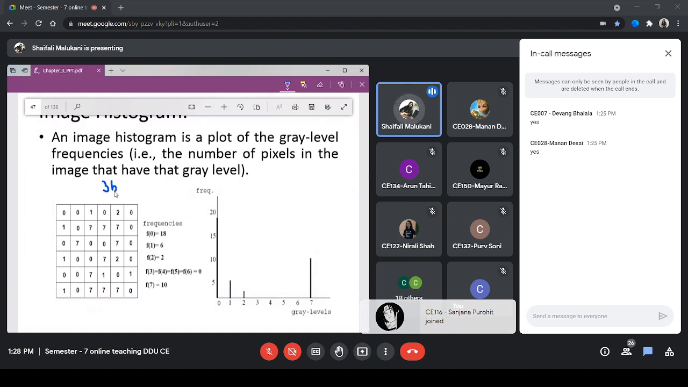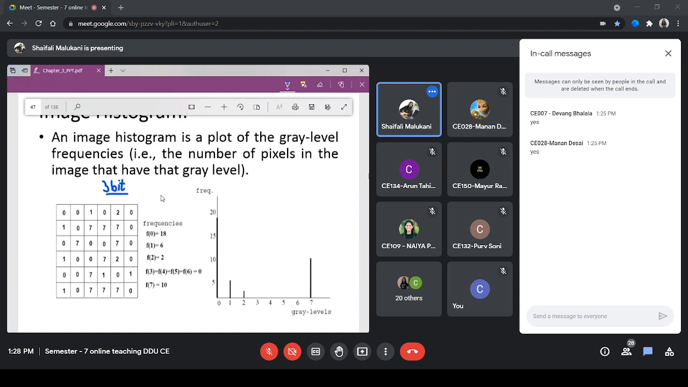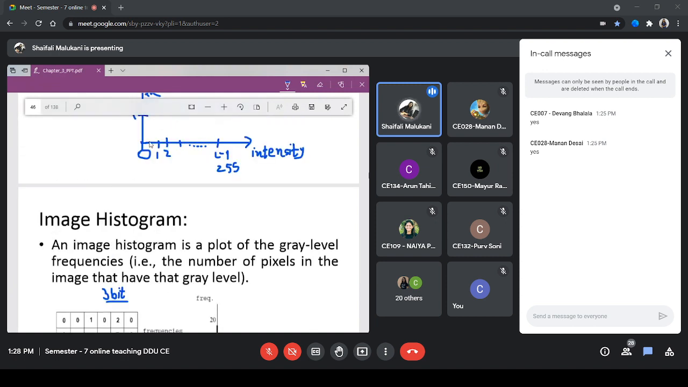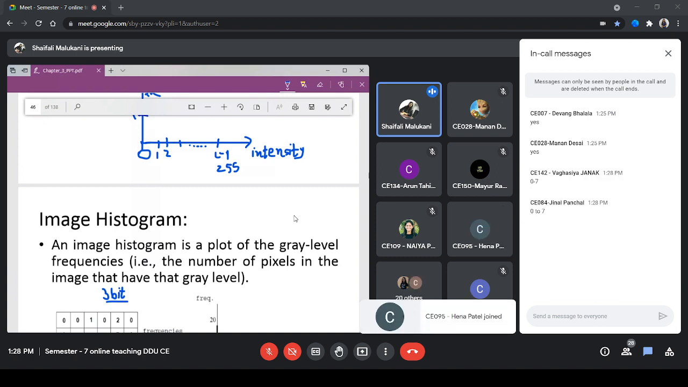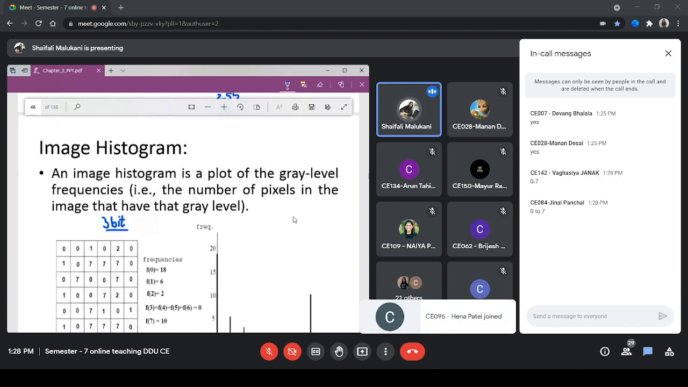It is actually a 3-bit image. It is given that it is a 3-bit image. So what are the values possible on the x-axis if it is a 3-bit image? Yes, they are 0 to 7.